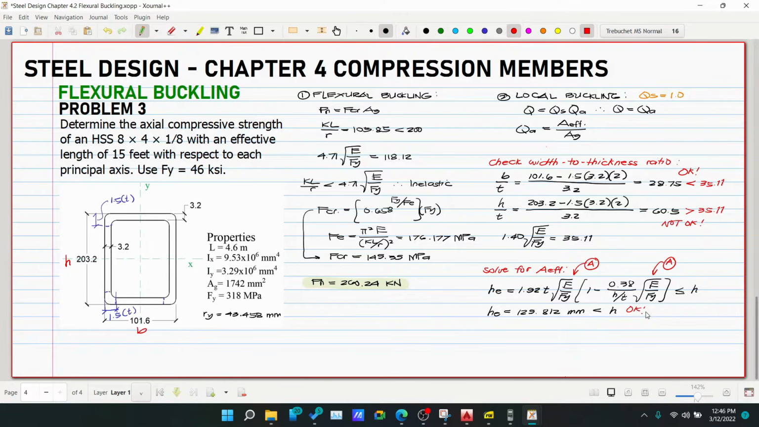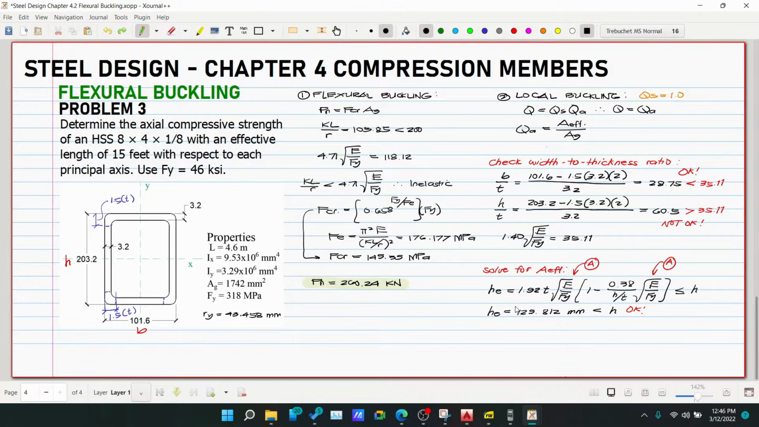Which is totoo naman kasi, ang nangyari dito, yung effective lang daw sa ating 203.2 is only 129.812 kasi nga slender siya eh. Okay? So since slender siya, yan lamang yung effective or yan yung gagana lamang na H. Yun ang ibig sabihin sa effective. Okay? So ngayon po natin yung A effective.